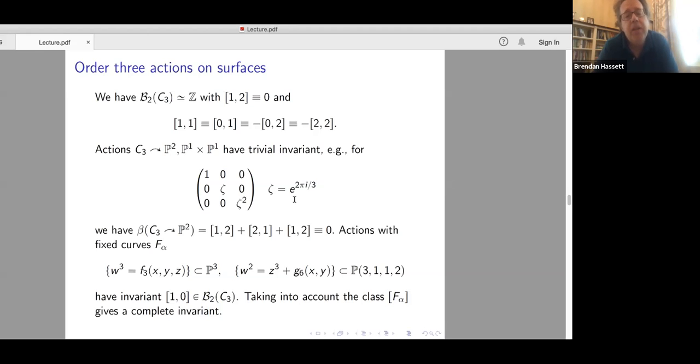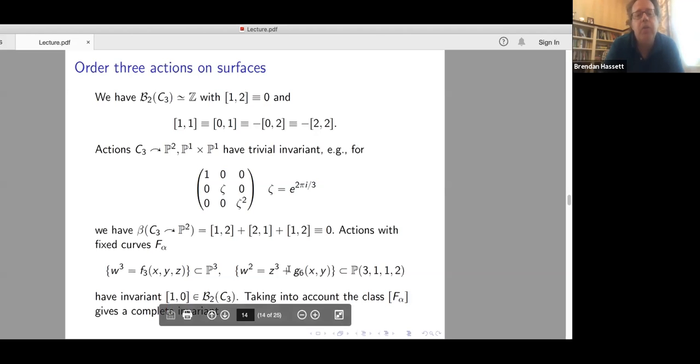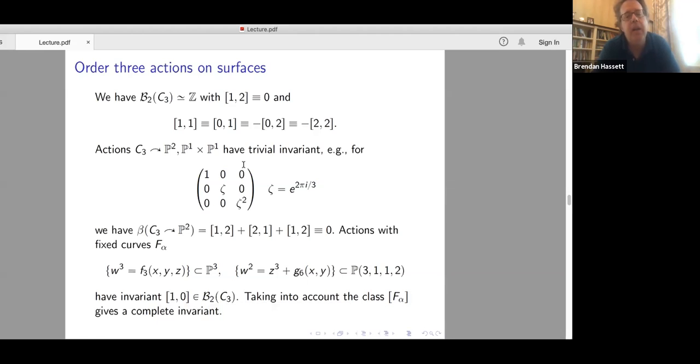There are actions that can occur with fixed curves, like the cubic surfaces that are cyclic cubic covers of the plane, or these degree 1 del Pezzo surfaces with order 3 automorphisms. And in these cases, you have an invariant that takes values in B2 of C3. But if you want to really get a classification statement, you need to also take into account the stable birational type of the fixed point locus.